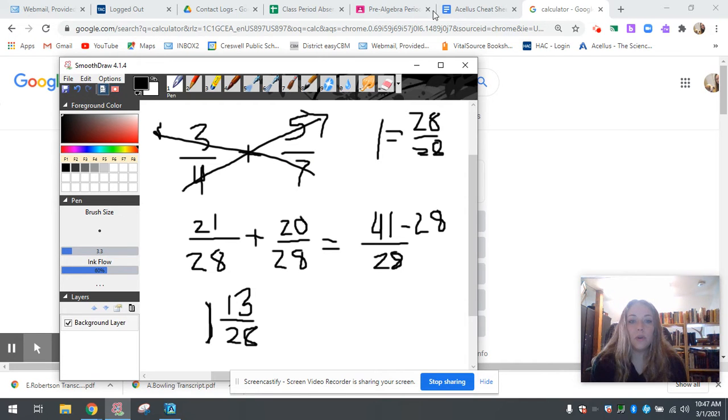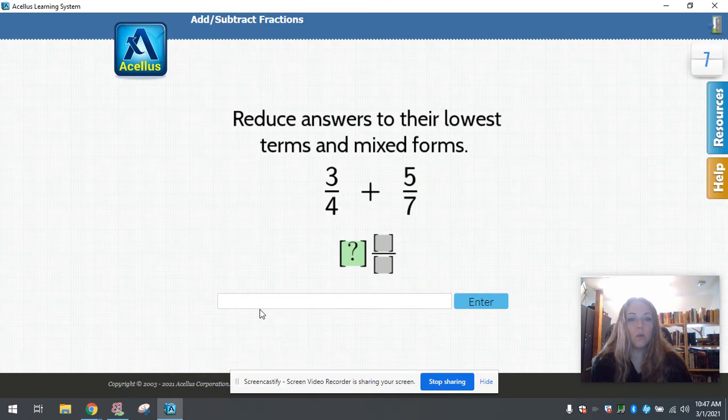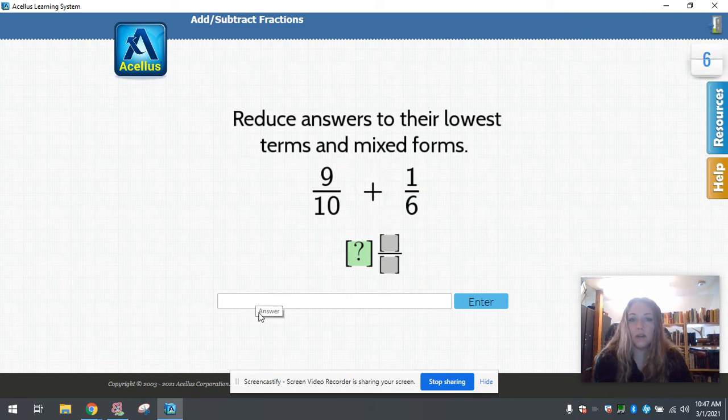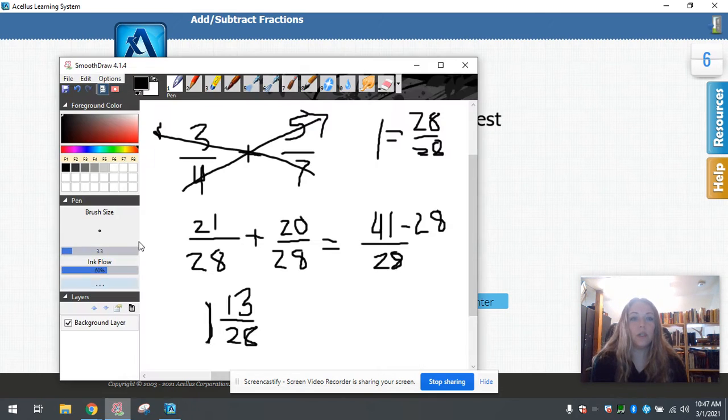So go to my SLS, type 1 for the green box, 13 for the numerator, 28 for the denominator. Okay, now we're going to go 9/10 plus 1/6.